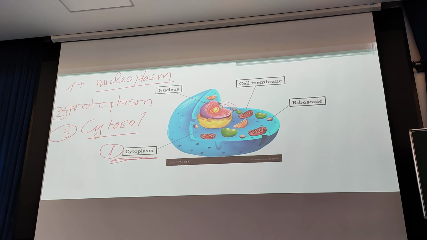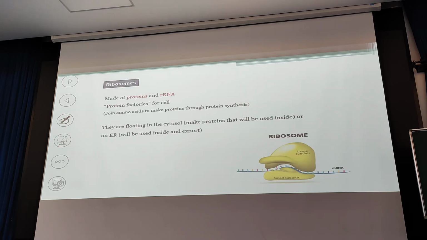Okay, we have these terms here. So is cytoplasm just like your blood, right? No, cytoplasm is blood plus the organs inside the body. Cytosol is like your blood. Protoplasm is blood plus organs plus the things inside the brain. Okay. So ribosomes may float in the cytosol. Sometimes if I don't explain these words, maybe you don't understand the difference.